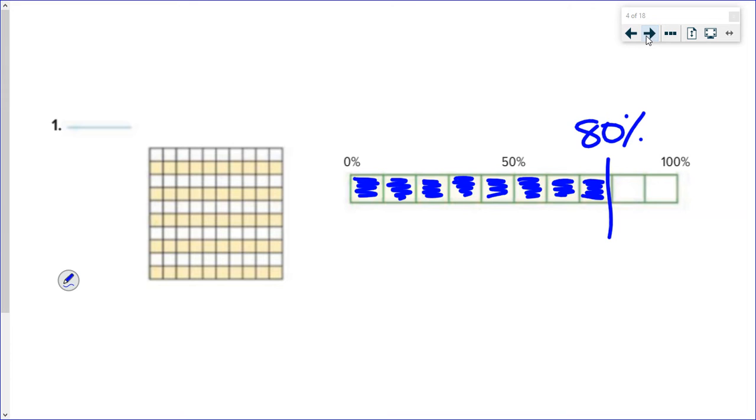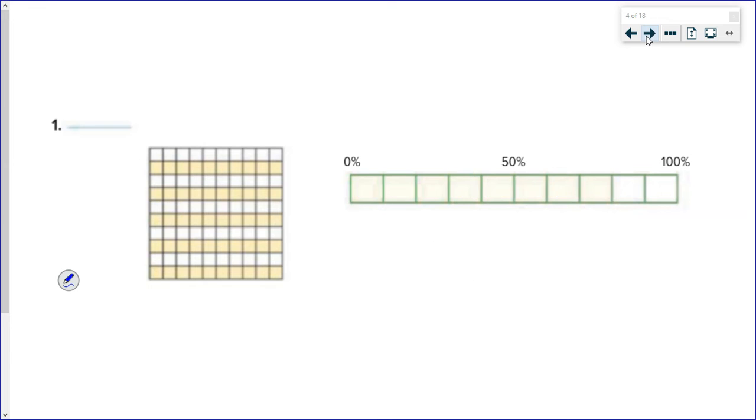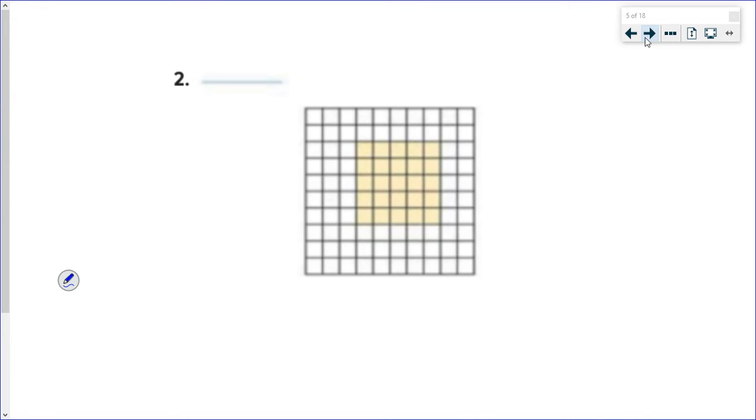Okay, so this is an example of using a 10 by 10 grid and using a bar diagram to solve a percentage problem. Okay, now I want you to try. I want you to figure out how many of these pieces are shaded out of the 10 by 10 grid, and then figure out what percentage that would be out of 100. There's 100 total blocks. I want to figure out how many yellow blocks are shaded and what the percentage of yellow blocks shaded is.